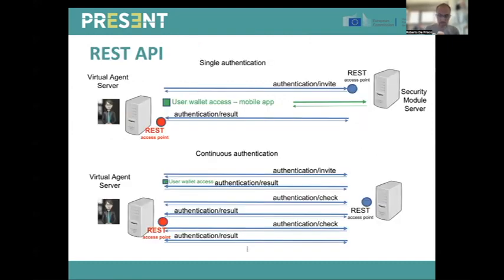Here is a little more information, because we have two operation modes. One is a single authentication, a one-shot authentication made just once. We also have a continuous authentication, which is useful when the user has a long interaction with the virtual agent. The way we handle this is that only the first check is interactive, in which the user has to grant access to the wallet in the mobile device, and all the subsequent checks will be silent, made automatically.